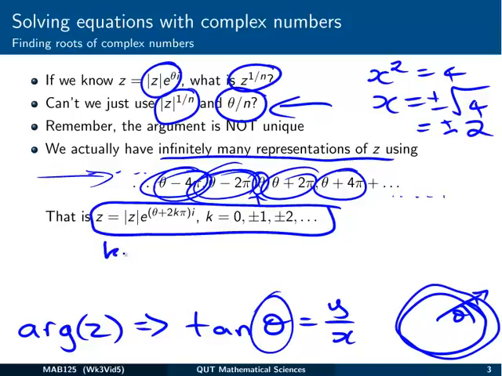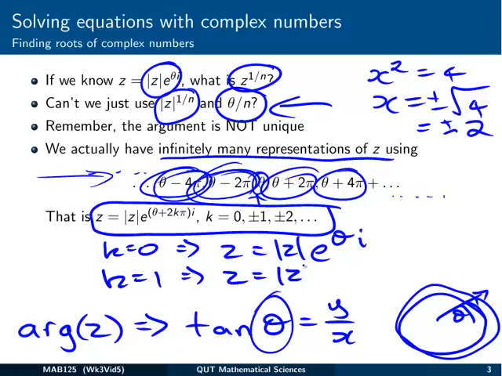So for example, if we had k equals 0, we've got z is equal to mod z e to the theta i. If k is equal to 1, z equals mod z e to the theta plus 2 pi times i, and so on. But all of these are actually the same number, because theta, theta plus 2 pi, same angle, right? So we can keep getting those, as many as we want. We're going to use these extra representations to allow us to generate the extra solutions to our root problems that we couldn't find just by using that power rule up the top there.